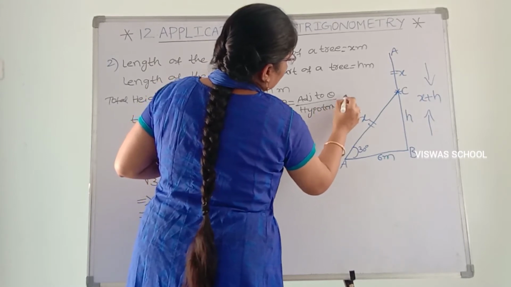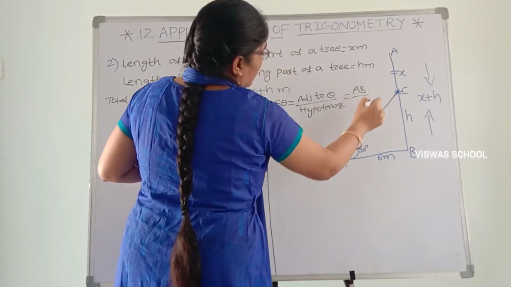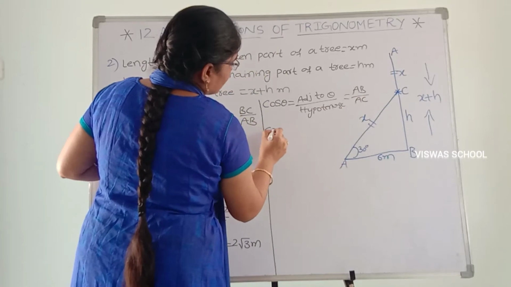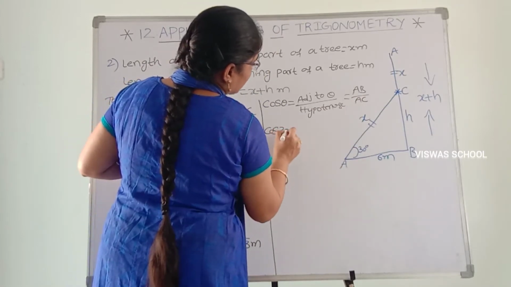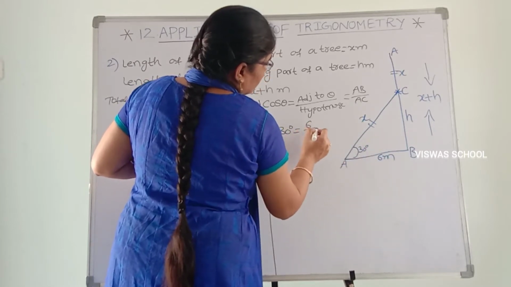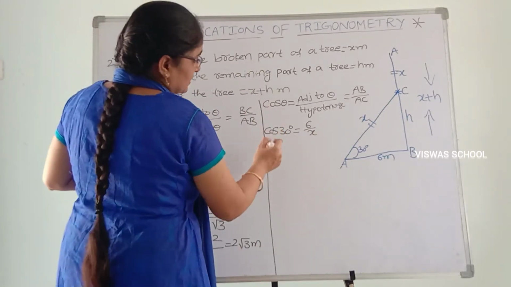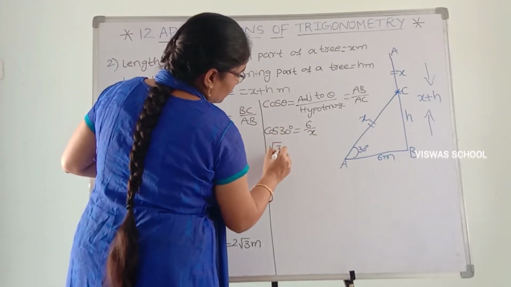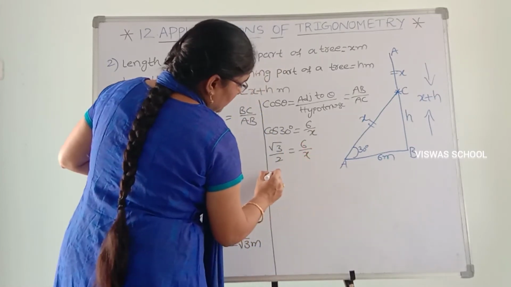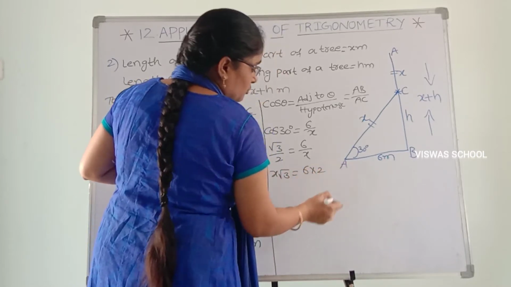Adjacent to theta is AB, and the hypotenuse is AC. Cos, this is 30 degrees. AB value is 6, and AC is X. Already we know that the value of cos 30, that is root 3 by 2, is equal to 6 by x. By cross multiplication, x root 3 is equal to 6 into 2.